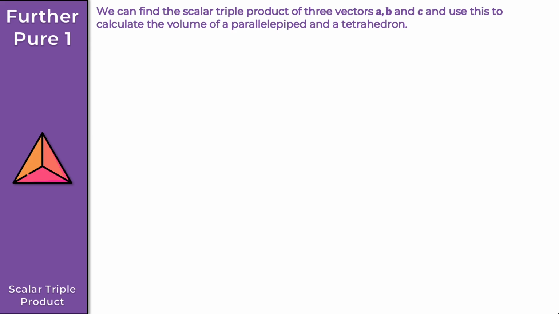In this video, we're going to take a look at the scalar triple product. Now we can find the scalar triple product of three vectors, a, b, and c, and we can use this to find the volume of a parallelepiped and a tetrahedron.